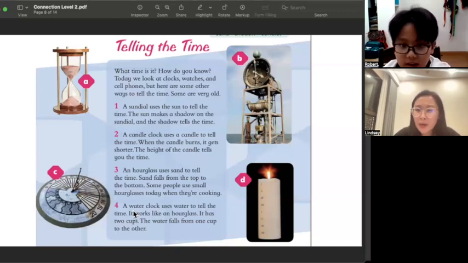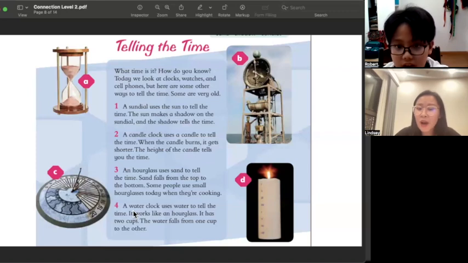Yeah, what makes a shadow on the sundial? The sun makes a shadow on the sundial, and the shadow tells the time. Good job, Robert. What does a candle clock use to tell the time? The candle clock uses the height of the candle to tell the time.